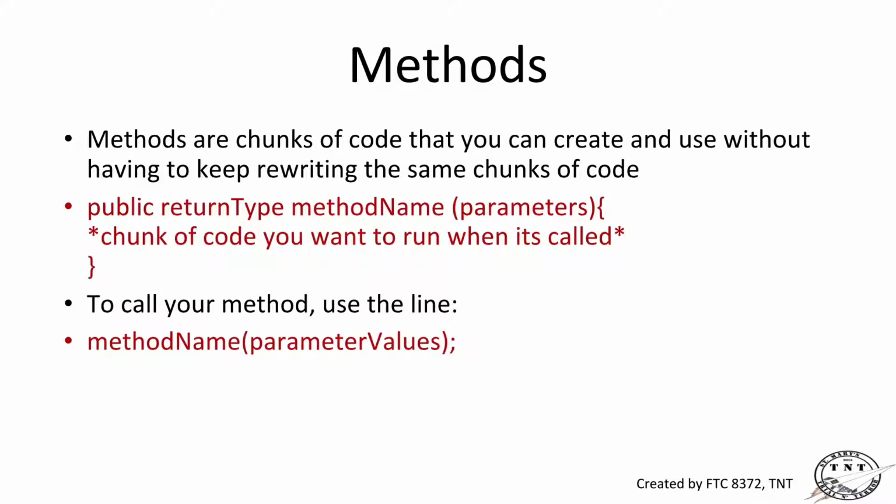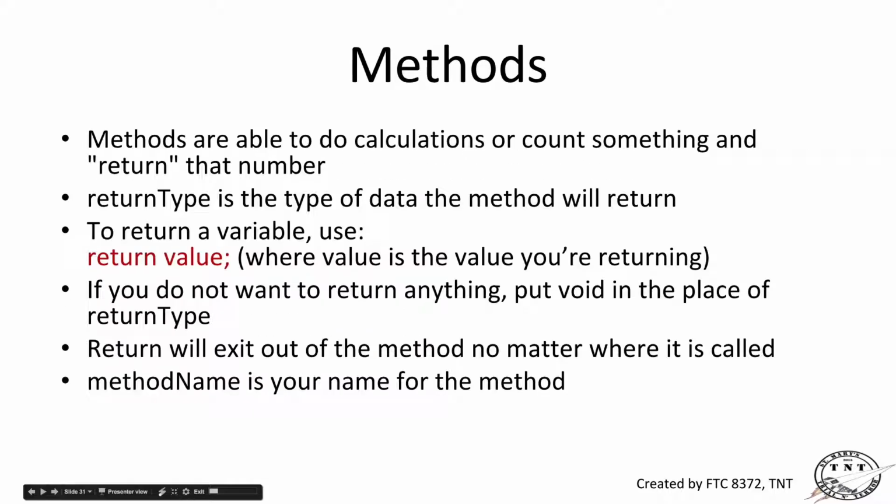The general layout of a method is, outside of any of your loops or anything like that, you just say public, return type, method name, in parentheses your parameters, and then in your curly brackets, the chunk of code you want to run. The return type is basically any of those data types that we went over in the first Java video, such as integer, boolean, and double. The method name is what you want to call each time you want to run your method. And then the parameters we will get into later.